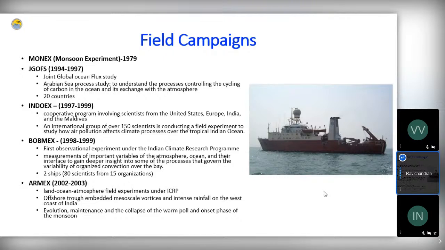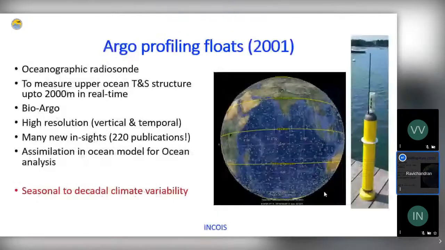And also they want to study the warm pool signatures, especially evolution and maintenance and collapse of the Indian warm pool and the onset phase of the monsoon, how it evolved. So these are the various field campaigns also in between started, and that also provided a lot of data on the ocean observation side.